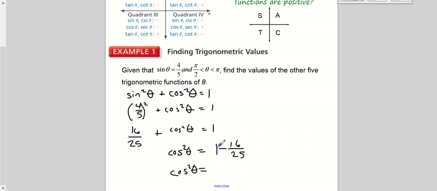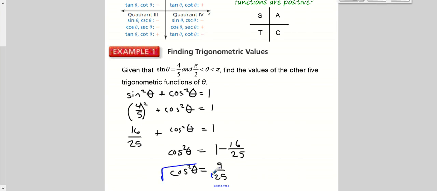Okay, need a common denominator. 1 is the same as 25 over 25. And then 25 minus 16 is 9. So we get 9/25. Now, that's cosine squared.